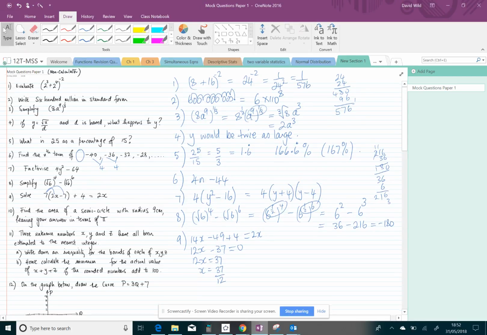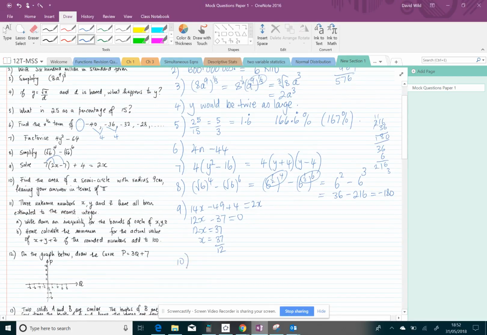Okay, question 10. Find the area of a semicircle with radius 9. So we know that the area of a circle is pi r squared. So the semicircle is pi r squared over 2. So this is pi times the radius, 9, squared, which is 81, over 2. So we've got 81 over 2 pi.